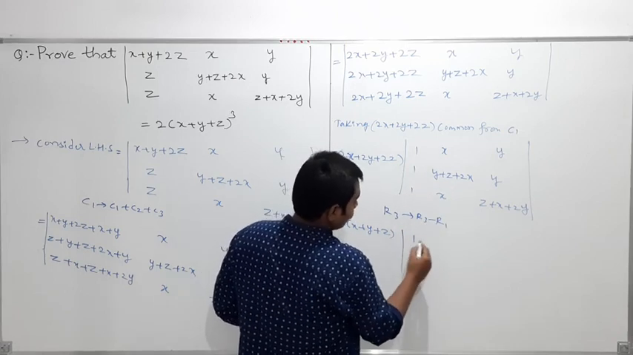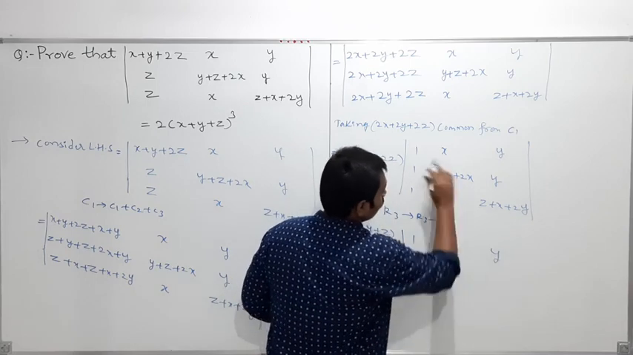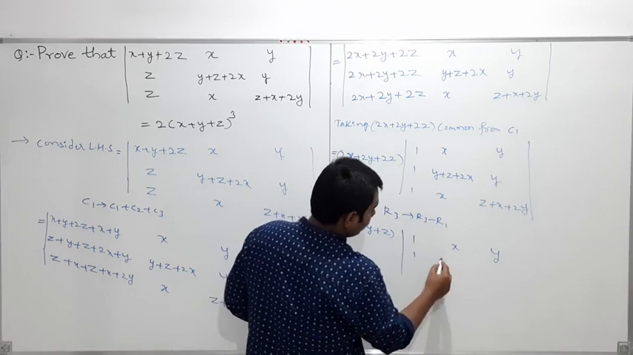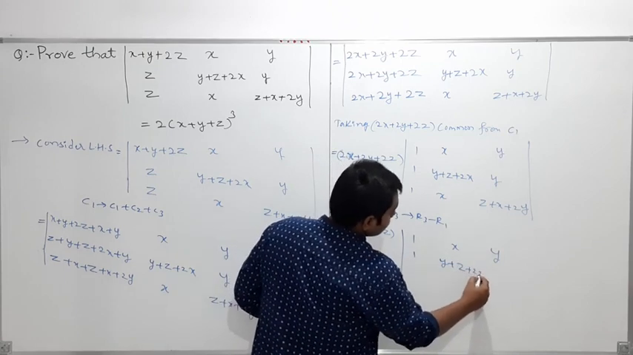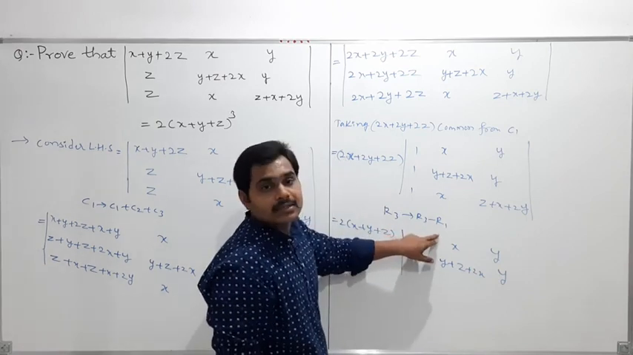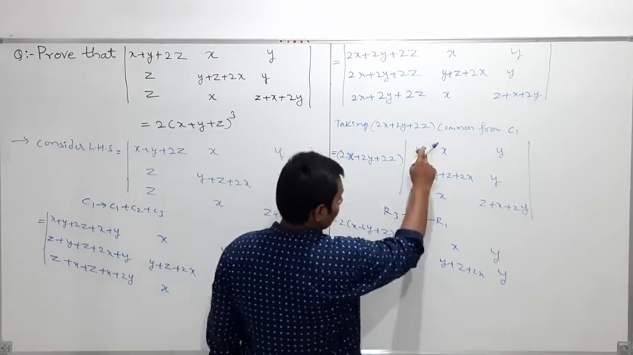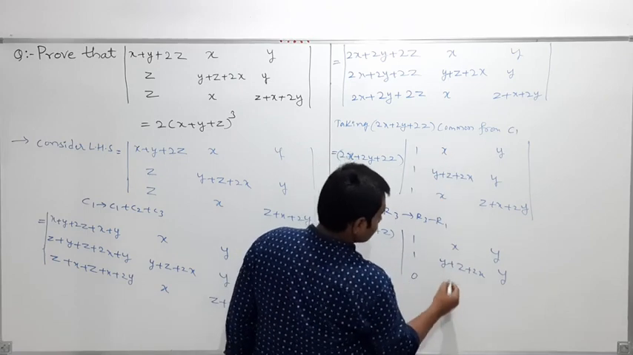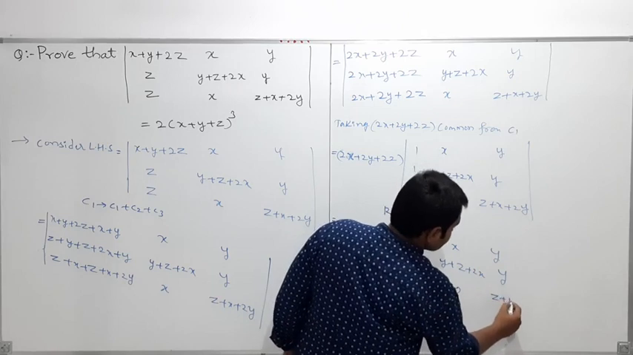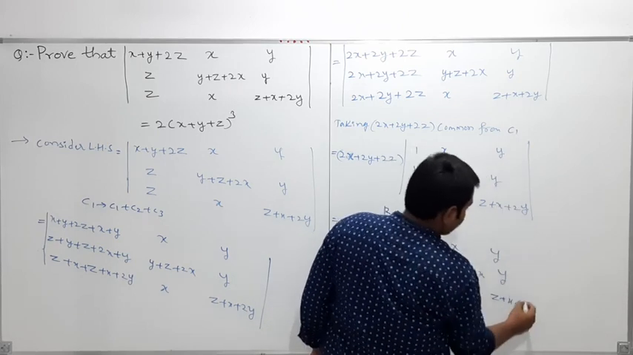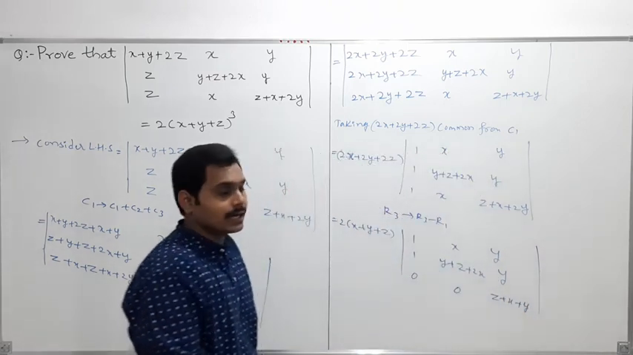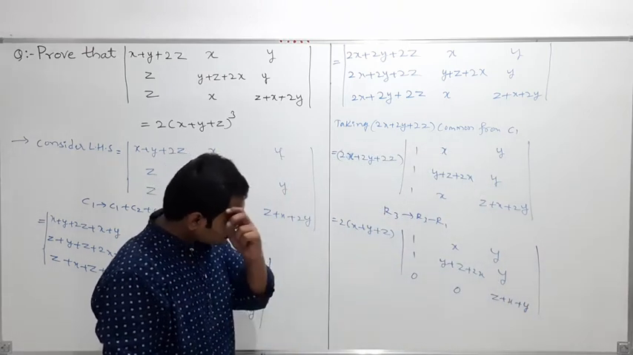So what is that? 1 x y, row 1 is as it is, and similarly row 2 is also as it is, 1, y plus z plus 2x, and here it is y. But now row 3 changes to row 3 minus row 1, this element minus this element: 1 minus 1 is 0, x minus x is 0. Here it is z plus x plus 2y, so z plus x plus 2y minus y is z plus x plus y. Clear? And now my dear students, you can solve.